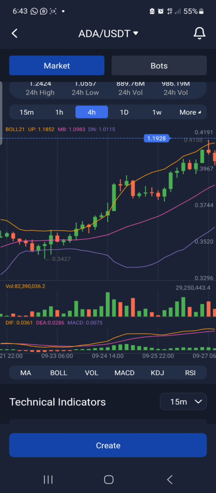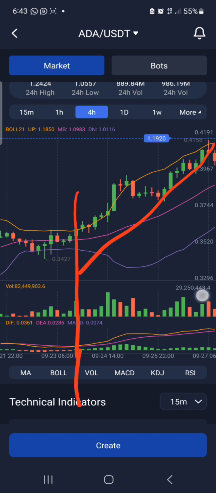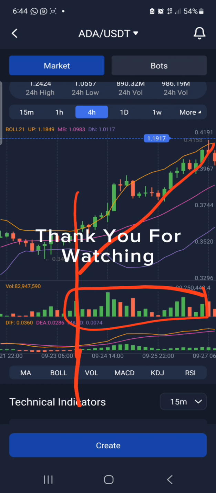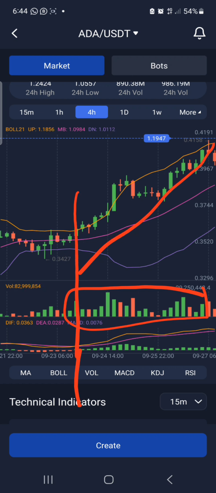Okay, guys, so like you see this crossover here, it happened in the green histograms, and after that, the market went up. And if you look at the volume here also, you can realize that the buyers were taking over. Even when small sellers were coming, they overpowered them. And the market went up. So whenever it crosses in the green histograms and the yellow line is above the pink line, it is always a great time for you to enter the market and savor the profit.